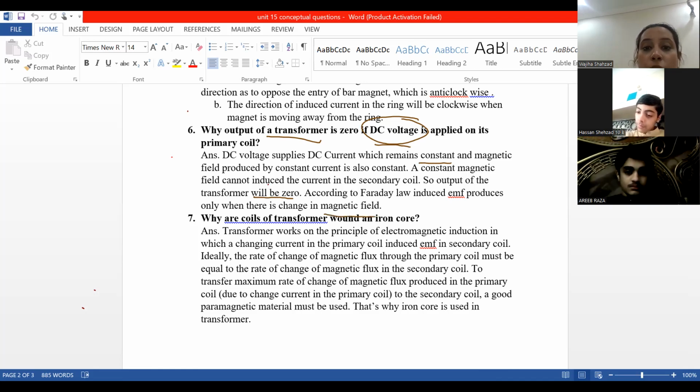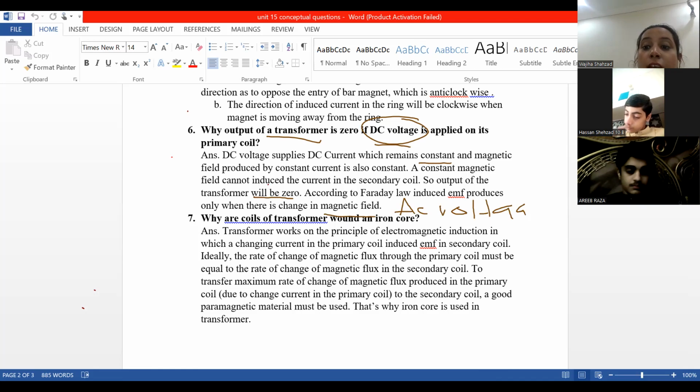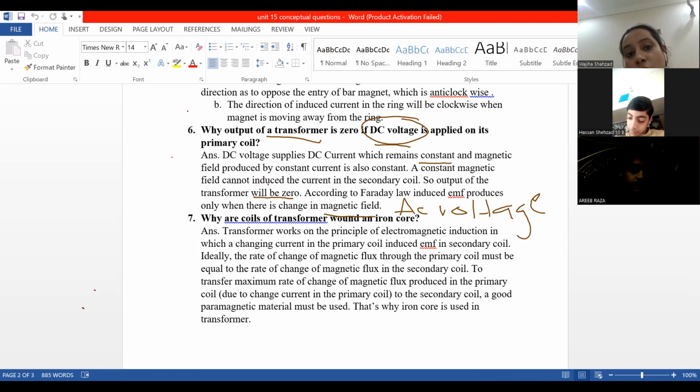And also you can mention over here that a transformer works on AC voltage. We never use DC voltage in a transformer because the purpose of a transformer is to increase or decrease the voltage. But if we are giving a constant voltage, how will it give us any output? Obviously, when voltage is constant, the output will be zero, right?